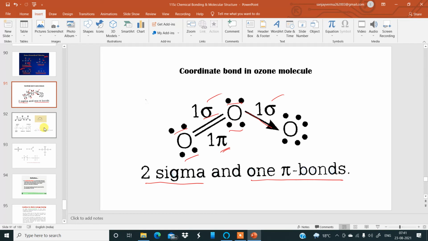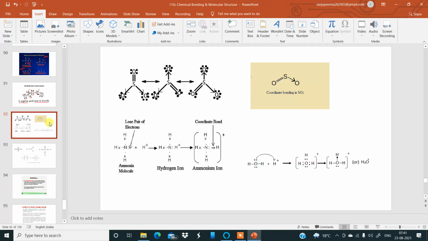Now, moving further to our next slide, over here you can see the sulfur trioxide molecule. You can see the coordinate bonds have been marked. Here and here coordinate bonds have been marked. Sulfur trioxide molecule, SO3. The next one is coordinate bonding in the sulfur dioxide molecule. The coordinate bond is marked.